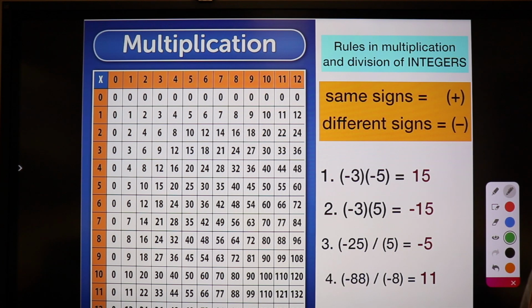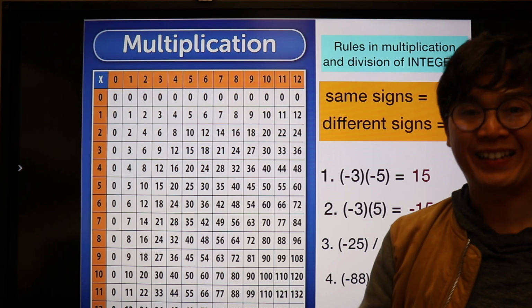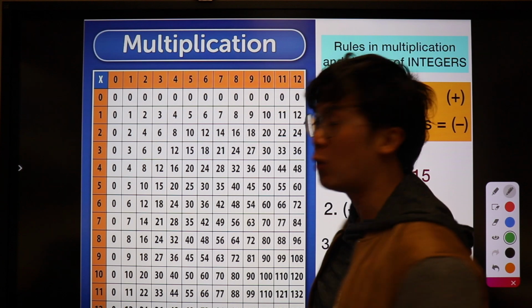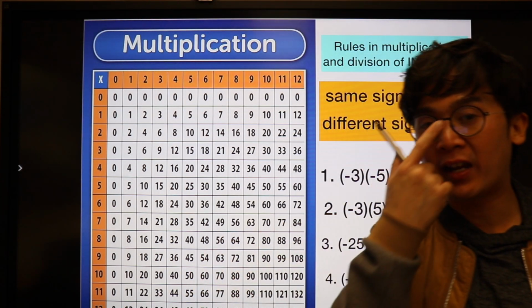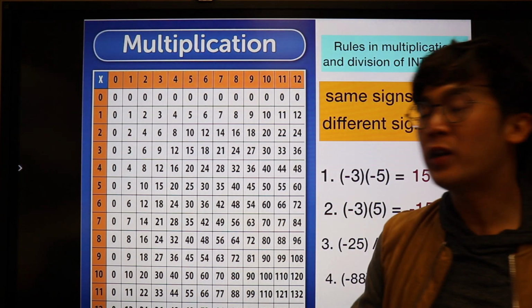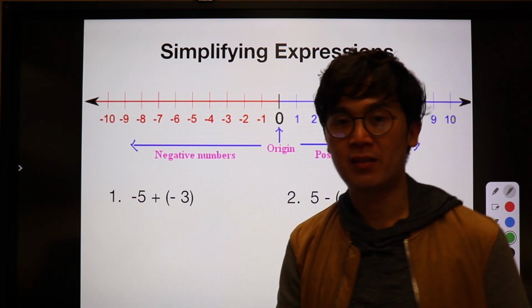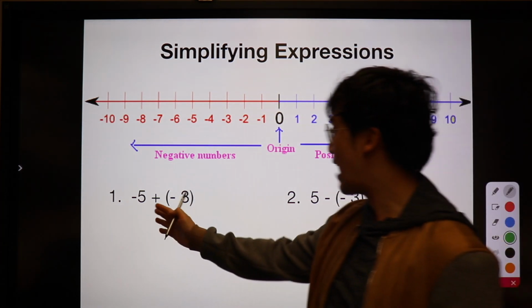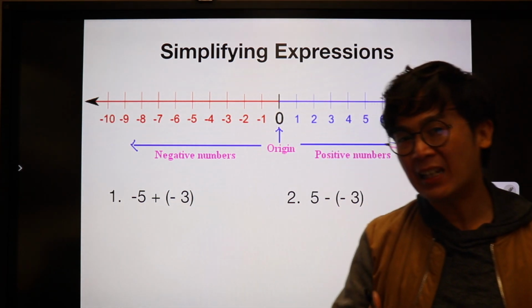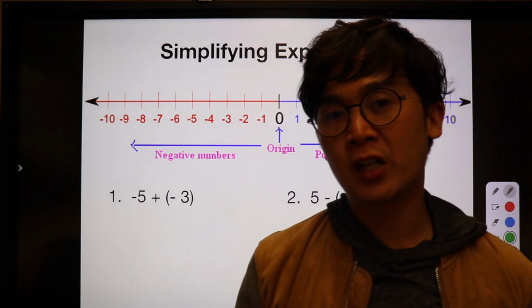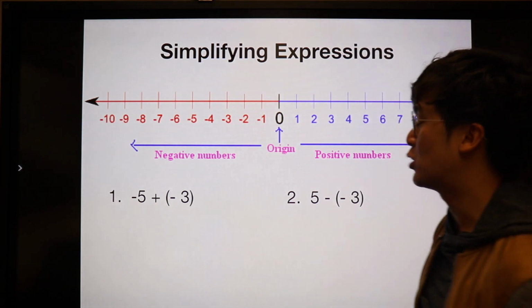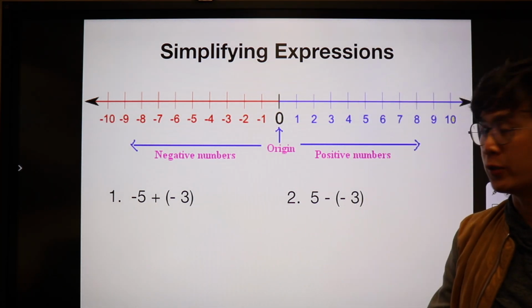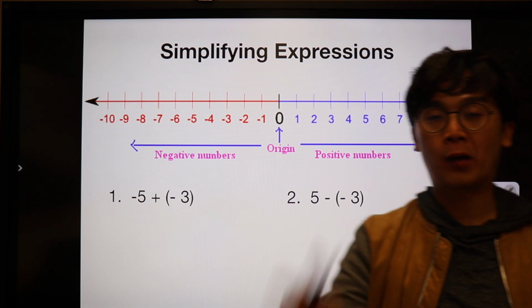Same signs is positive, different signs would be negative. Now, knowing your rule in multiplying or dividing integers would help you answer problems like this. Notice that in this particular example, we have multiple operations that can get a little bit confusing if you're not understanding how the integers work. When you see double operations like in number 1 and number 2, what you need to do is to perform 2 steps.